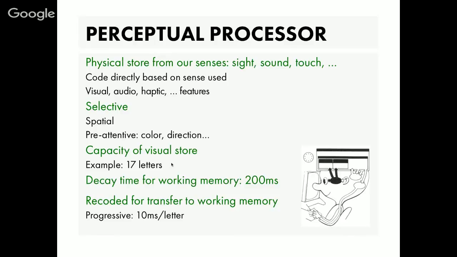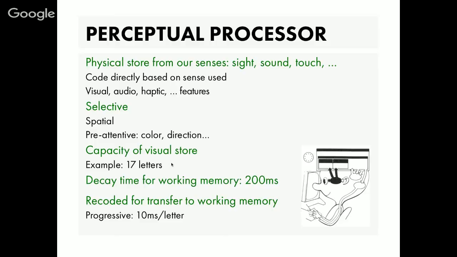Obviously, it could apply to other senses, but you're perceiving some sound, some light, some touch, and you're sensing that, and you can select things that are what they call pre-attentive. These are things that require less processing time for you to actually perceive. And the capacity of the visual store, through lots of empirical studies, is about 17 chunks or letters. So it's how much you can perceive.